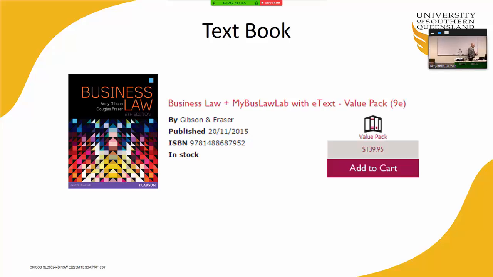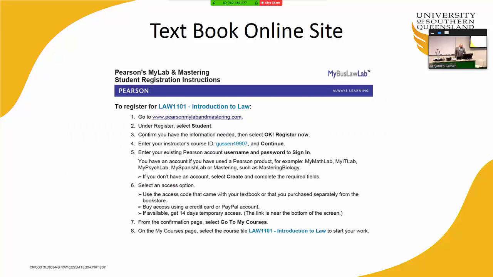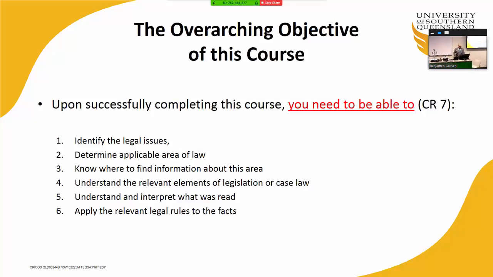Now, some of you prefer to buy older versions. So, okay, let's look at this. If you buy the latest edition, then you will be able to also access what's available for you online from the publisher, from Pearson, and you will need the course ID here. The course ID is Gussen, G-U-S-S-E-N, 49907. You will need this course ID if you have the latest edition and you want to also use what's available online. MyLab, they call it.